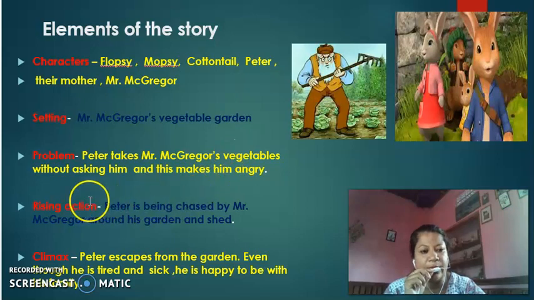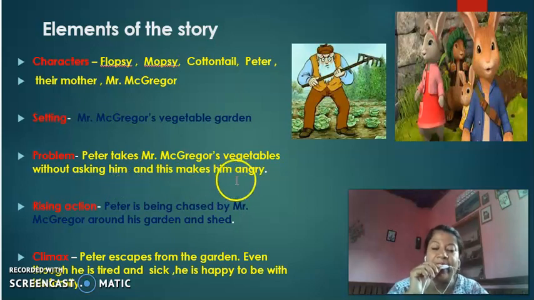The problem, okay, what is the problem over here? The problem is that Peter is a very naughty rabbit. He never listens to his mother and he always goes to Mr. McGregor's garden and he takes vegetables from Mr. McGregor's garden without asking him, and this makes him very, very angry.